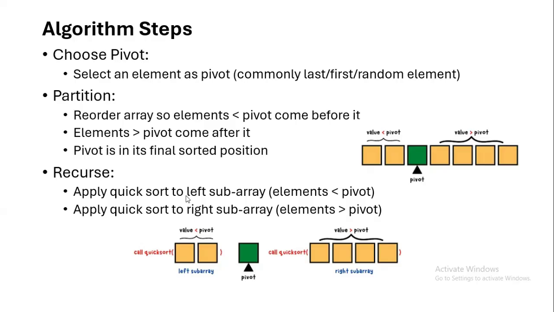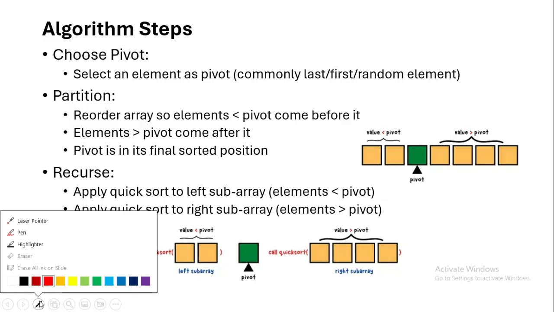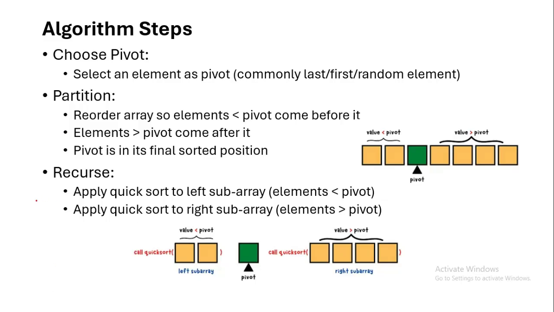Quicksort has basically three steps. One is pivot selection, then partitioning the elements, and the third is recursion. In the first part, pivot selection, a pivot is an element to divide the array. A good pivot reduces the recursion depth, making the sorting faster.